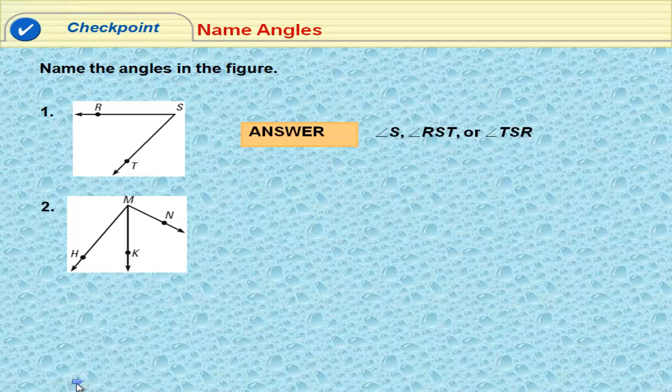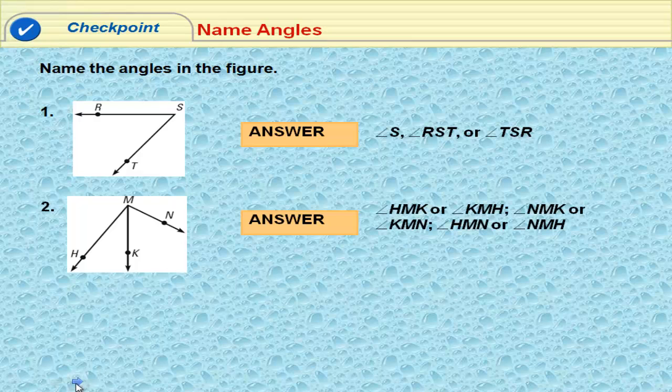How about this one? How many angles can I name here? A lot. So jot this down in your notebook and try labeling these angles and come back for the answer. Here they are. You could have angle HMK or KMH. You could have angle HMN or angle NMH. You also have angle KMN or NMK.